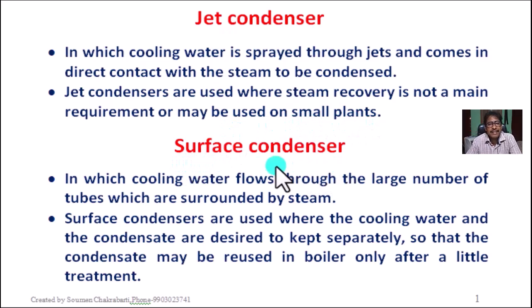What is surface condenser? In which cooling water flows through a large number of tubes. Inside the tube cooling water flows, and outside the pipe steam is surrounded. Surface condensers are used where the cooling water and the condensate are desired to be kept separately. Here cooling water and steam are not directly mixed up.